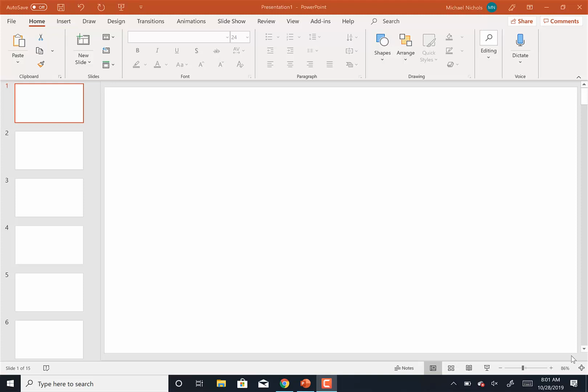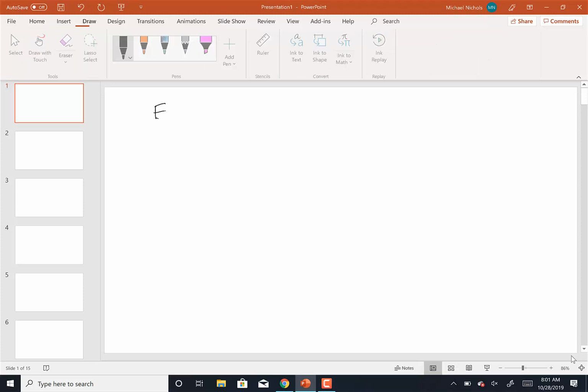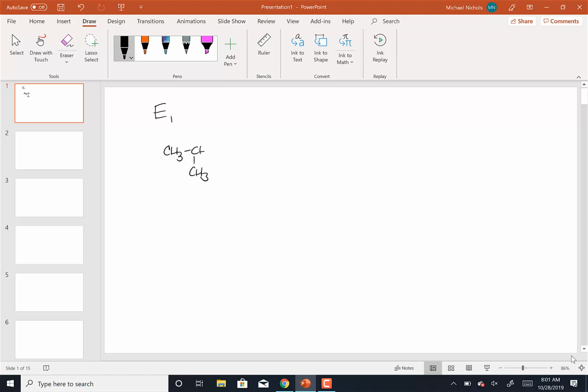Let's start with that. So E1. E1 and SN1 share the first step in the mechanism. So let's say that I had this molecule. So I'm going to take this, which is terpenenyl bromide. And whether this was SN1 or E1, what would the first step in this mechanism be?